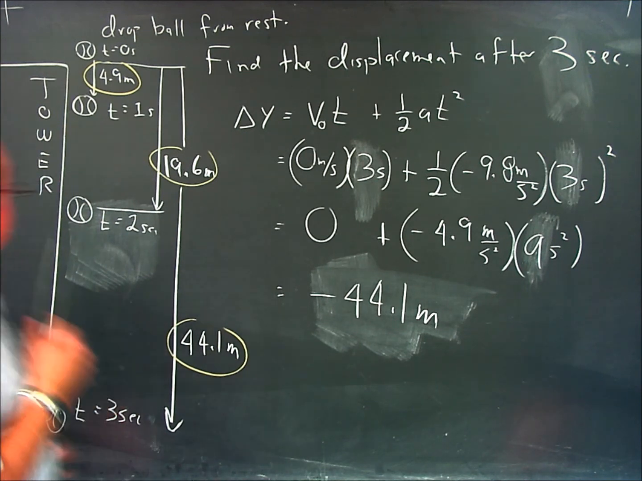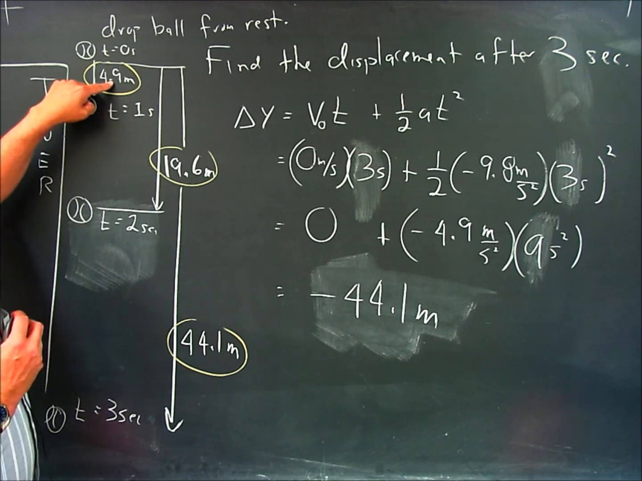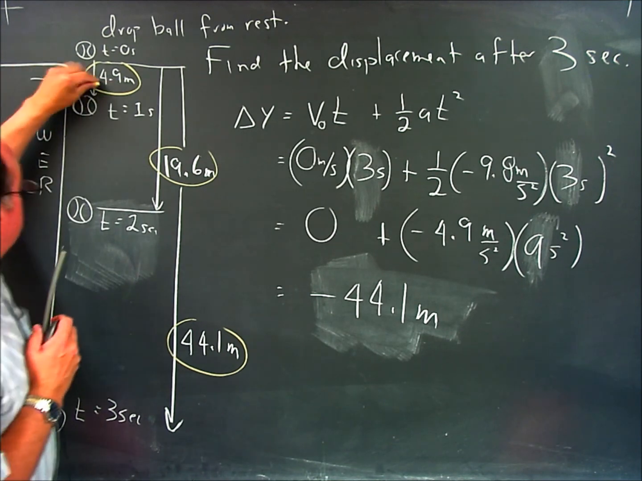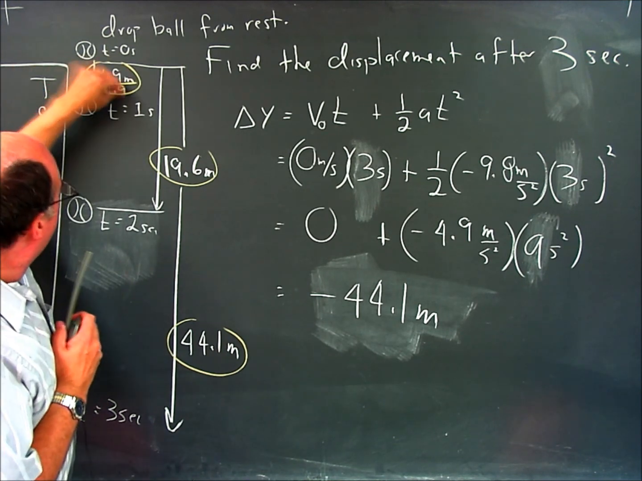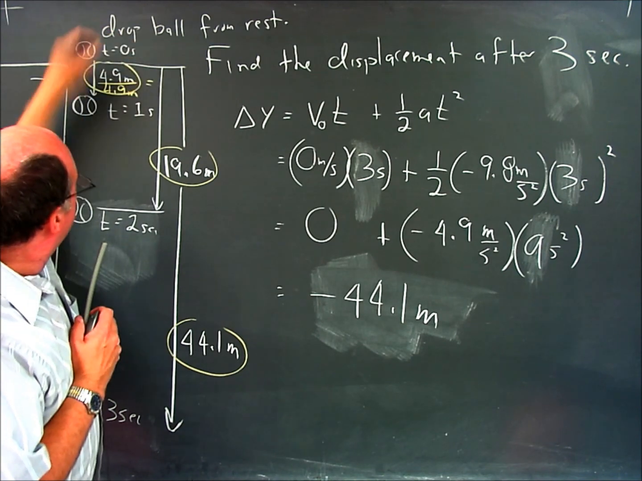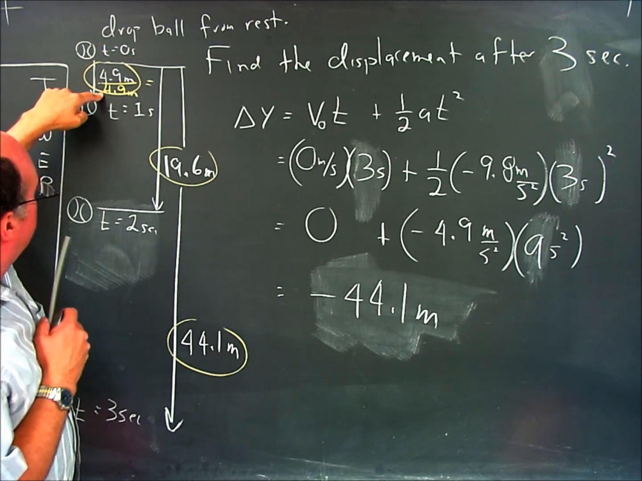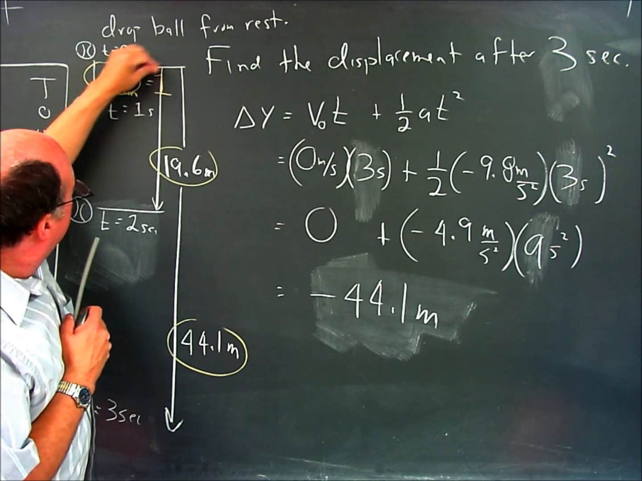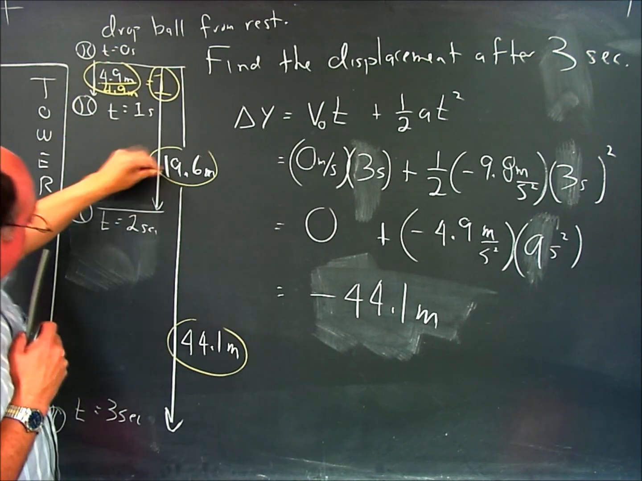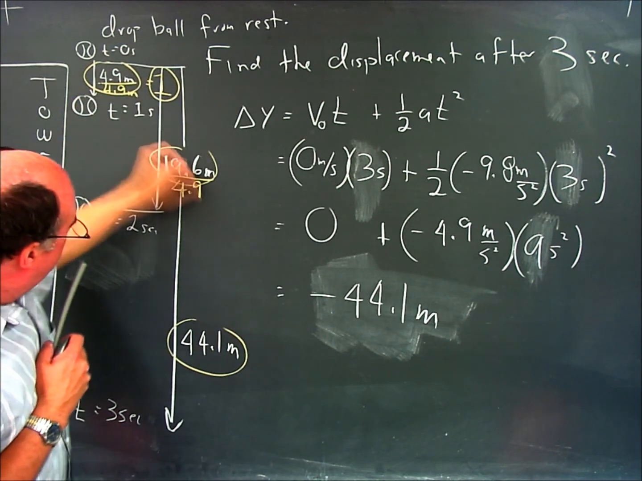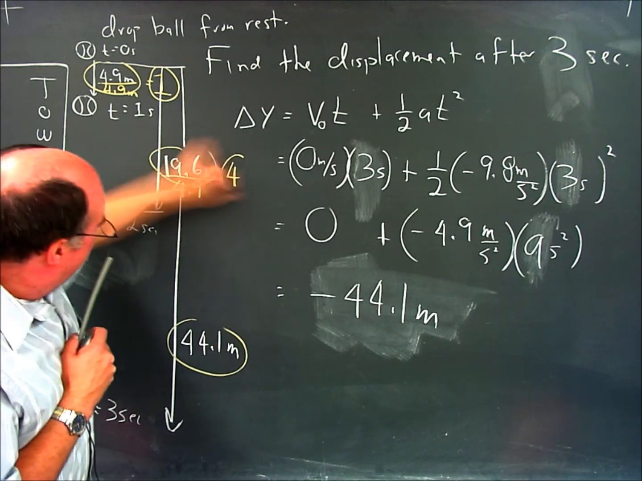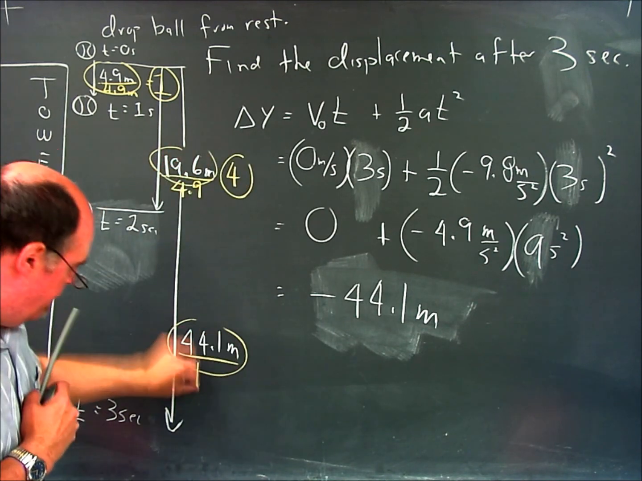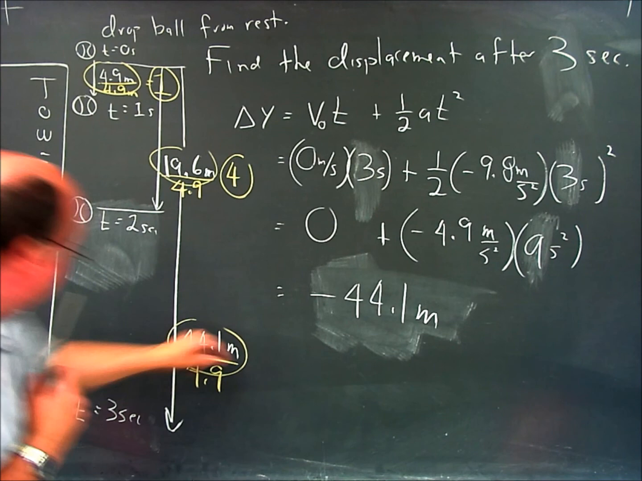If we divide each of these numbers by this number, 4.9, trying to normalize it, it's called. If we divide that by 4.9, we get 1. And if we divide this by 4.9, we will get 4. And if we divide this by 4.9, we will get 9.